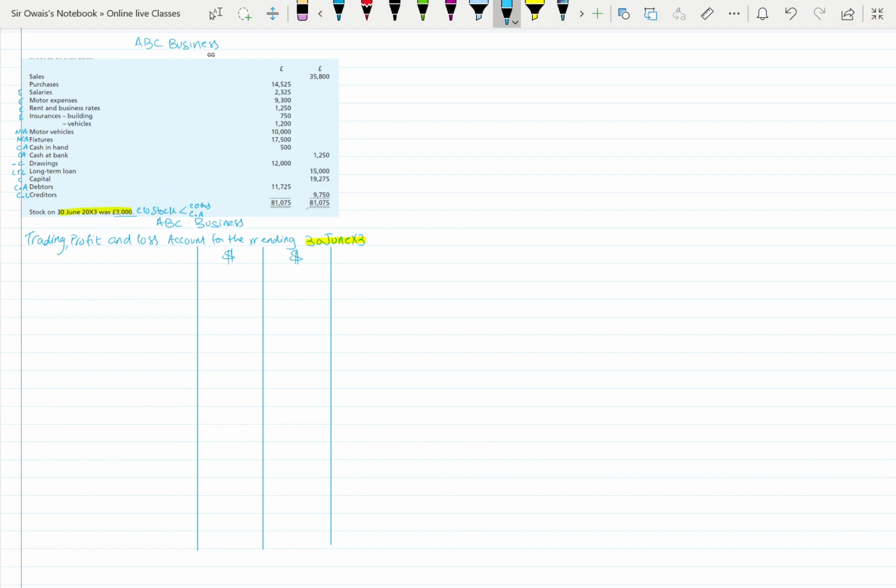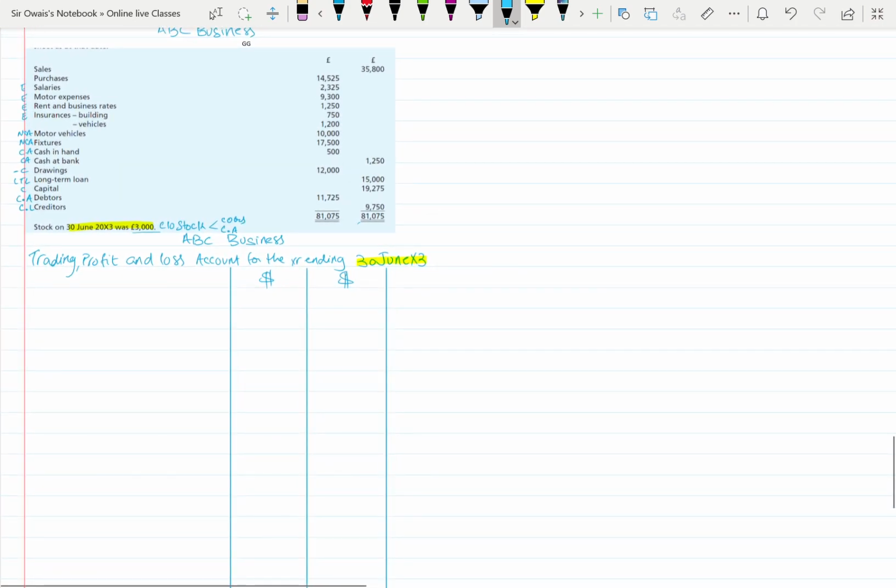Trading profit and loss account for the year ended 30th June X3. I got this year end from my closing stock. Okay, let's start with the trading profit and loss account. The first thing we're going to insert here is our sales, that is 35,800, then less sales return, which is not given in the question, so X.